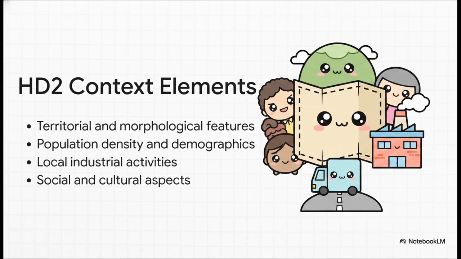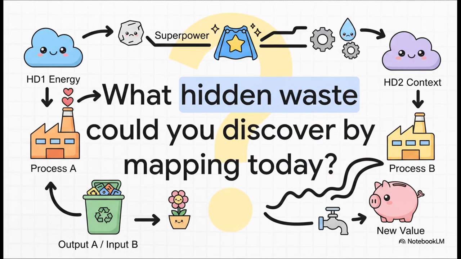We map the physical terrain, the local population density, the traditional industrial activities of the broader region, even the local folklore and culture. Think about it. If we want our hazelnut shell recycling program to actually succeed, we absolutely need to know if there are robust local transport networks to move the shells, and if the local workforce has the cultural background and technical skills to actually process them. Ultimately, ecosystem mapping teaches us a pretty profound lesson.